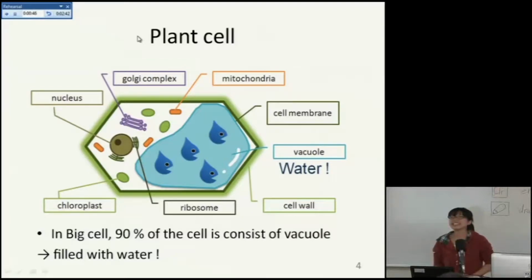In a big mature cell, vacuole could occupy 90% of the whole cell. So the plant cell could be said to contain much water, and because of this, I think that I can measure the plant cell condition using terahertz spectroscopy because it is easily influenced by the water.